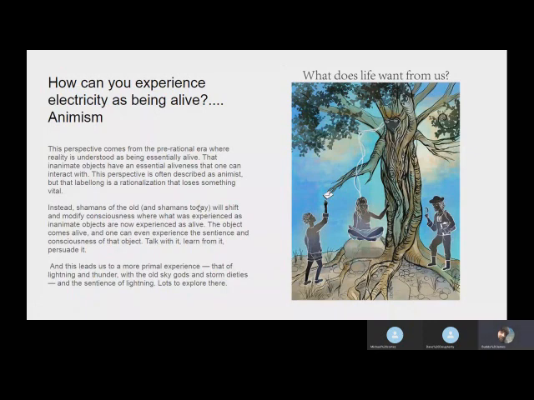And this leads us to a more primal experience, that of lightning and thunder, with the old sky gods and storm deities, and this sentience of lightning. Lots to explore there.